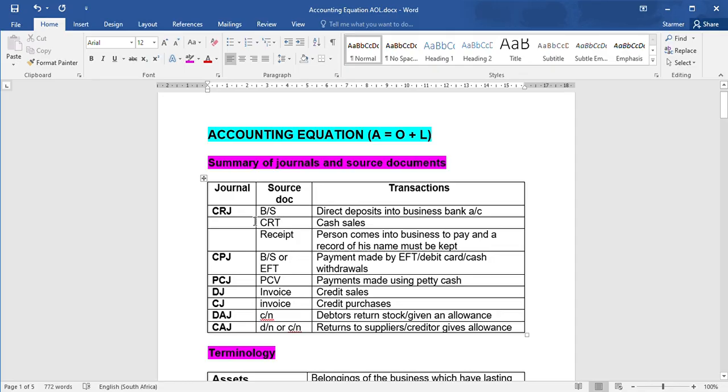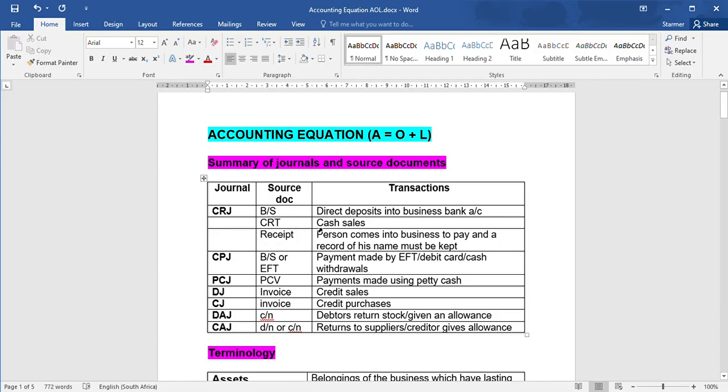Alright, starting with the cash receipts journal, which is used when money is received by the business. Now there are three different possibilities here in terms of source documents. If direct deposits are made into the business bank account, in other words, people don't come to the business, they go straight to the bank, you will find out about that transaction by looking at the bank statement.